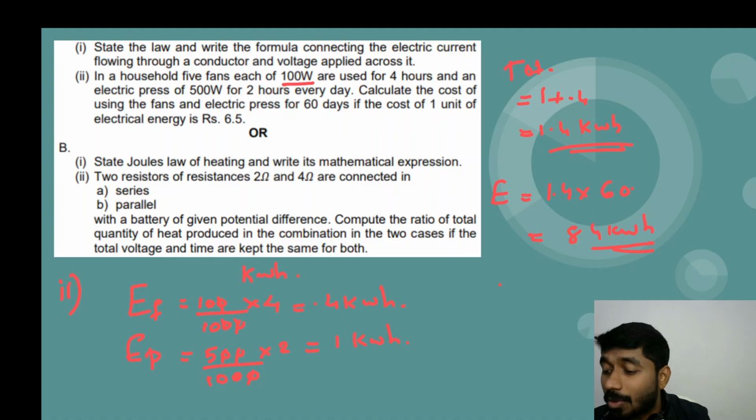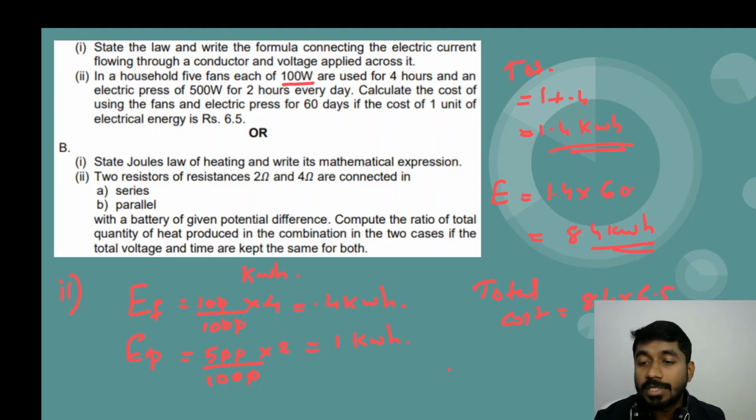Now 1 unit of electrical energy costs 6.5. What is the total cost? So the total cost is equal to, just multiply 84 into 6.5. You need to find the answer.